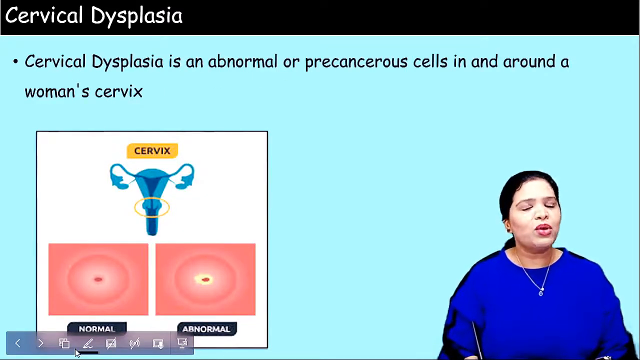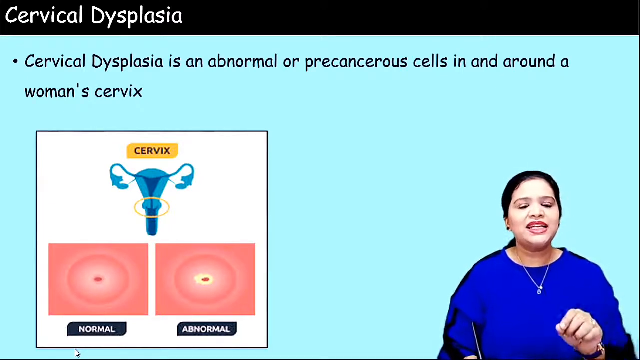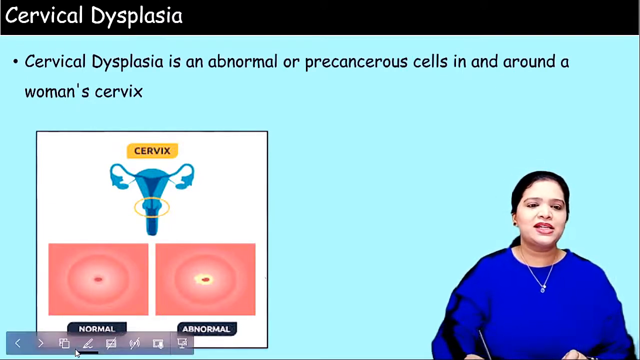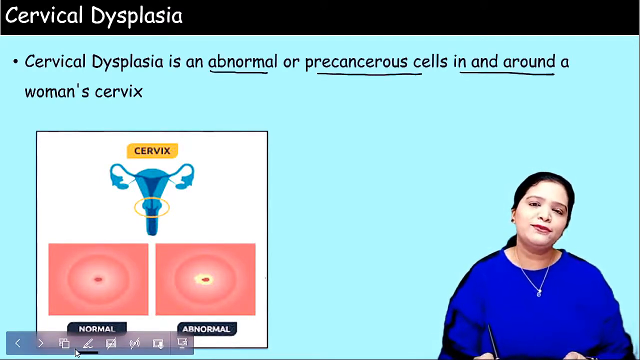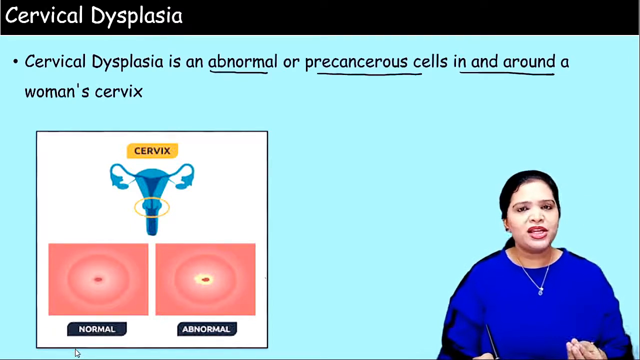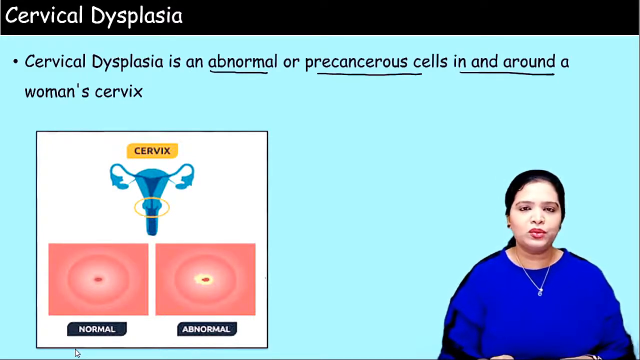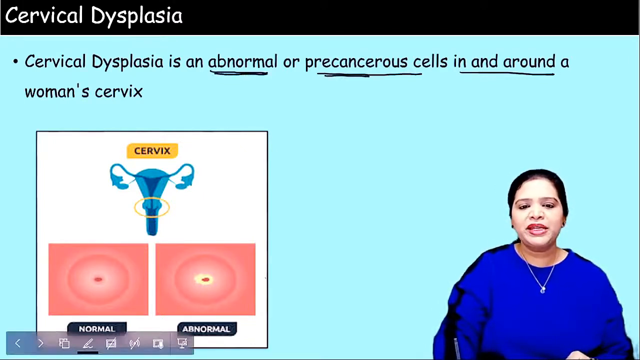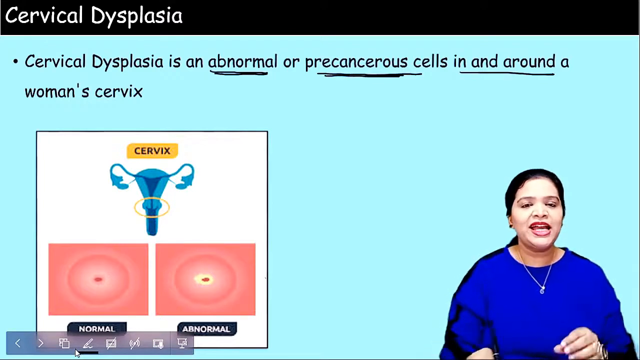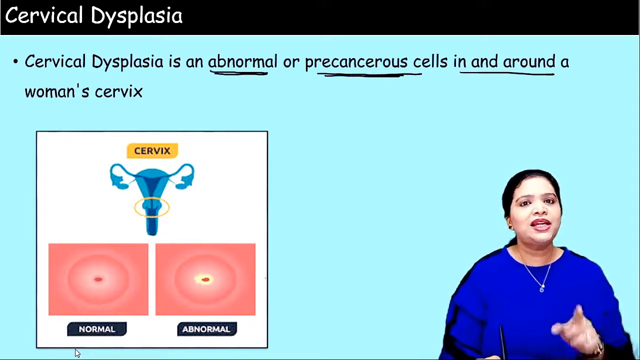Okay. So here, what happens exactly? The virus causes a condition called cervical dysplasia. What is cervical dysplasia? These are abnormal or precancerous cells in and around the woman's cervix. Usually we know that cancer means there will be abnormal or uncontrolled cell growth. That is generally called cancer. Okay, a similar thing happens here. Here there will be abnormal or precancerous cell development in and around the region of the cervix. That is called cervical dysplasia.